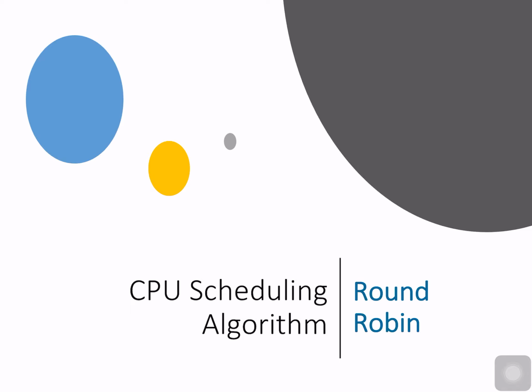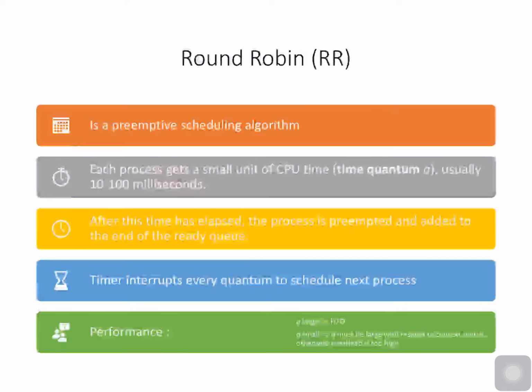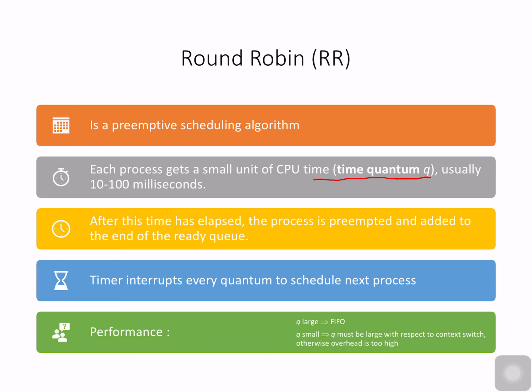Round robin CPU scheduling algorithm. So round robin is a preemptive scheduling algorithm. In this algorithm, each process will get a small unit of CPU time, and this is called the time quantum. After the time quantum has finished, the process is preempted and added to the end of the ready queue.